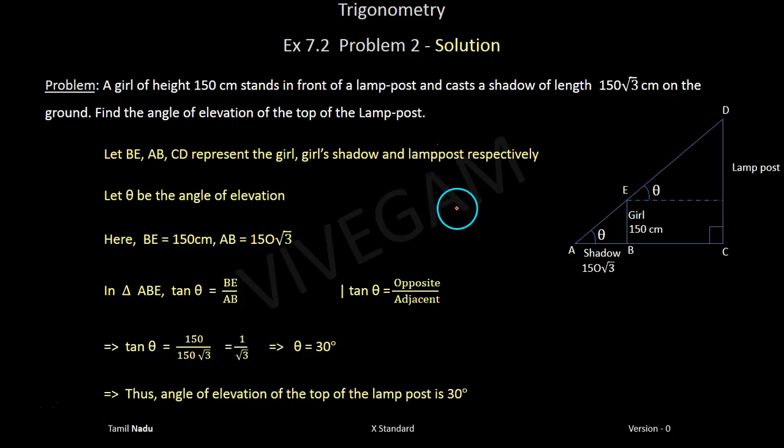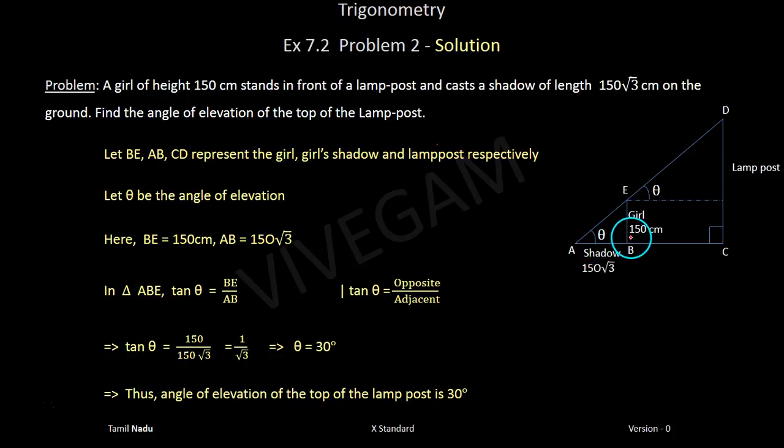Solution. Let me just explain the figure one more time because it's very important. This is the lamp post, this is the ground level, and this is the girl standing in front of the lamp post. The light rays will start coming here, touch her head, and fall at the ground level. So this will be her head in the shadow, and this is her foot. This is the shadow. Understand this very clearly. This is the girl, and this is the shadow. Her foot will be here, and the head will come here in the shadow. So this is the length of the shadow.